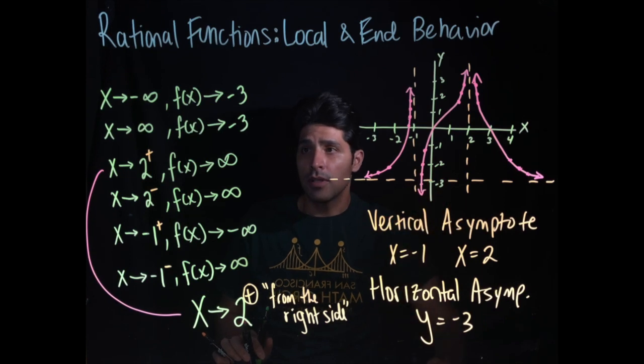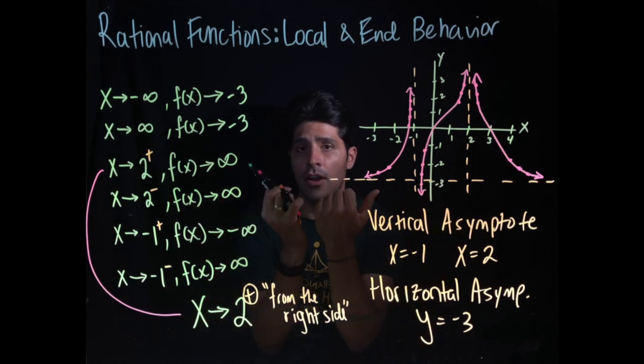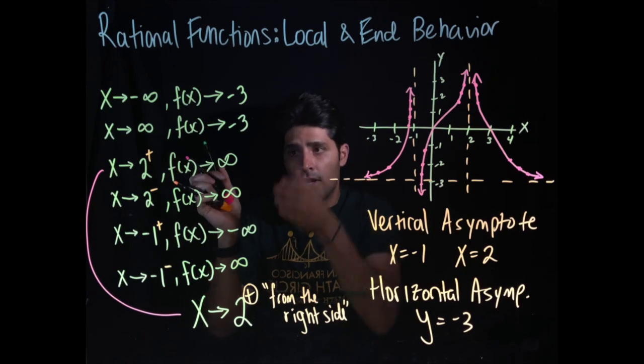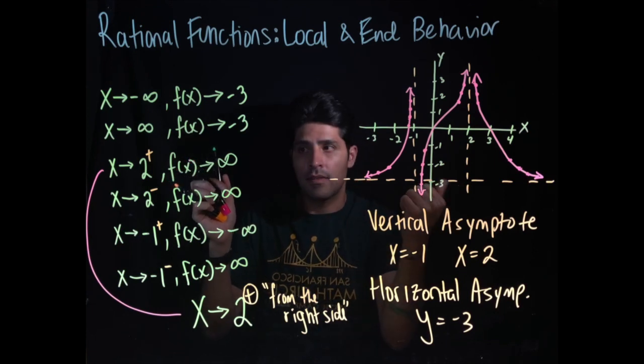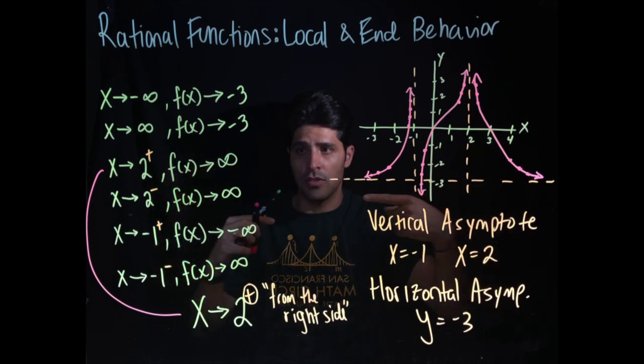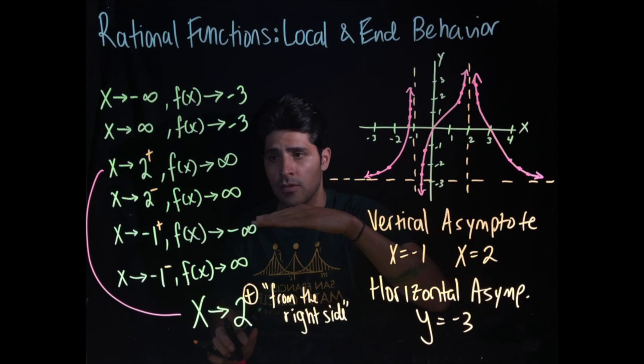A couple things to notice: when you read this notation, the x values are approaching the number. They're not going away from the number. So don't think of this as saying, I start at 2 and I walk towards the right. That's the opposite. This means you're zooming in. You're walking towards 2, but from which direction? From the right side. You're approaching 2.